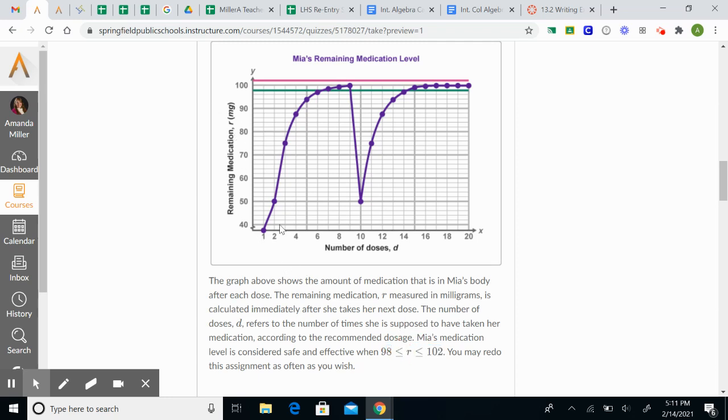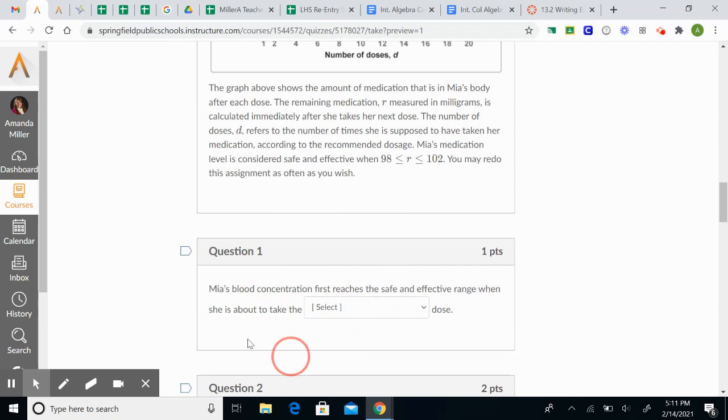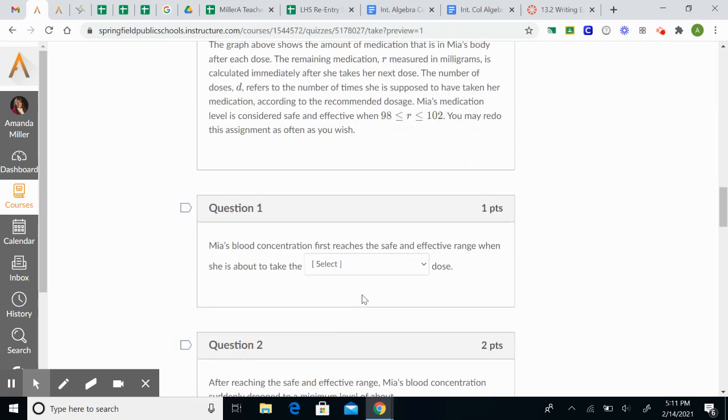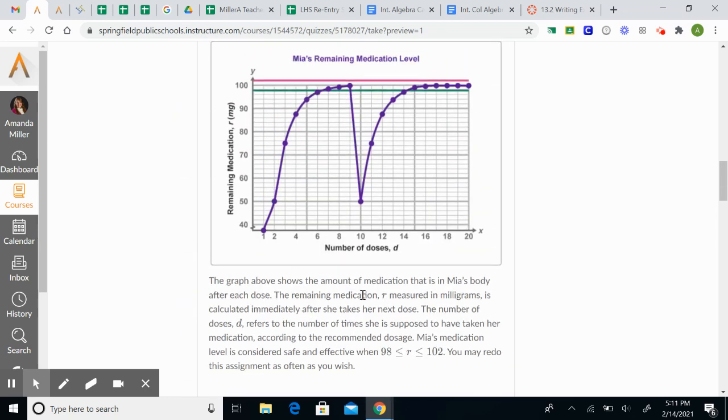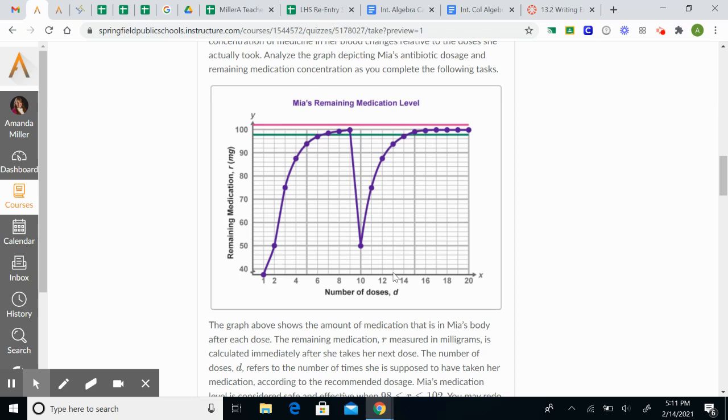The y-axis is r, so this axis over here, between 98 and 102, that's going to be between that top pink and that top green line. That's when the medication level is both safe and effective. And what this assignment is going to do is it's going to ask you questions about when that is the case. When is Mia's medicine content both safe and effective? So I just want to talk about how you can read this.